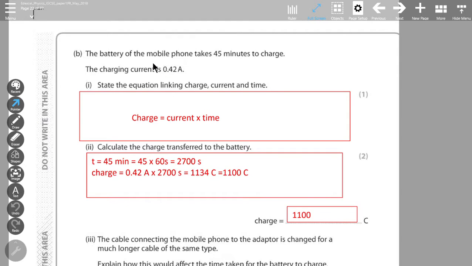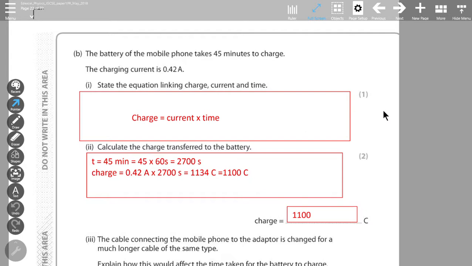The battery of the mobile phone takes 45 minutes to charge. The charging current is as given. State the equation linking charge, current, and time. Charge equals current times time. Calculate the charge transferred to the battery.